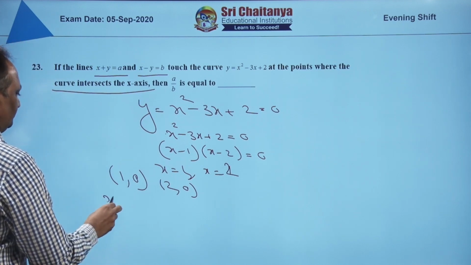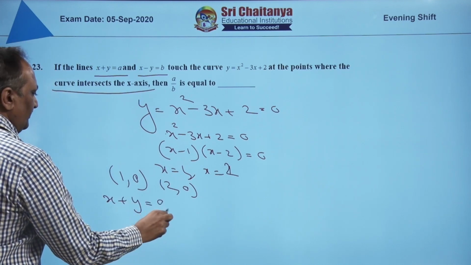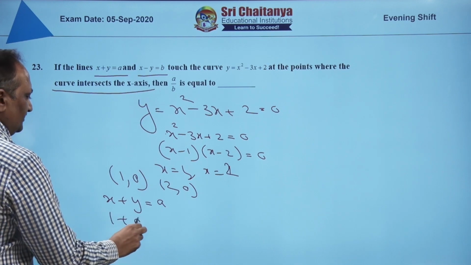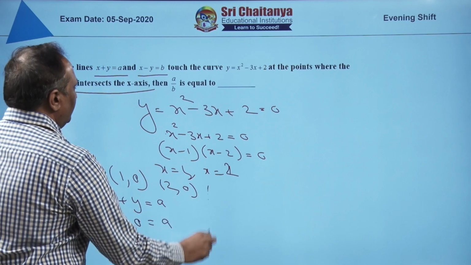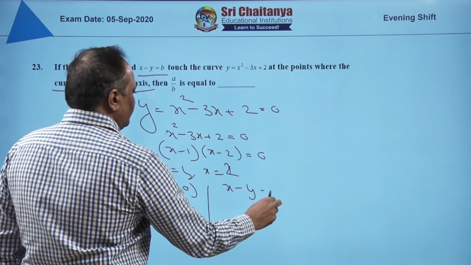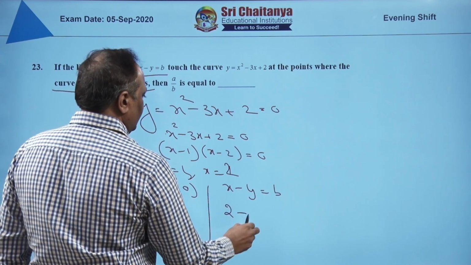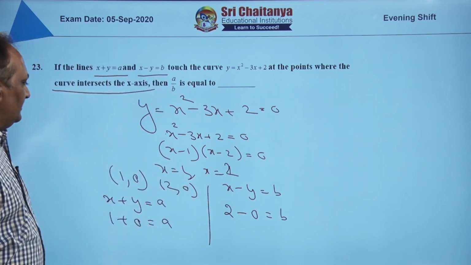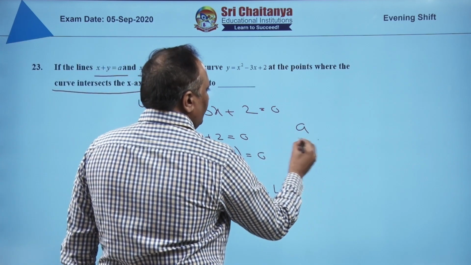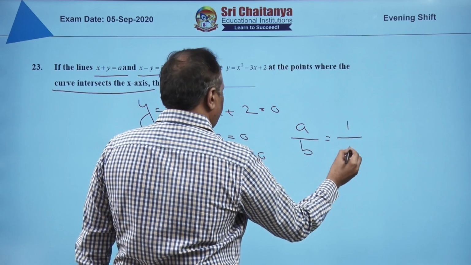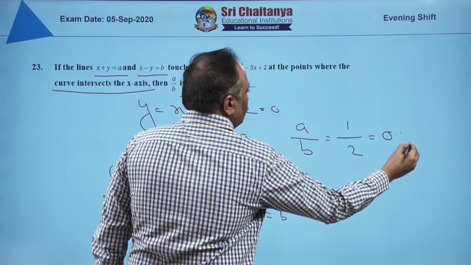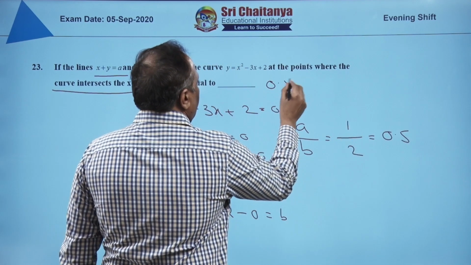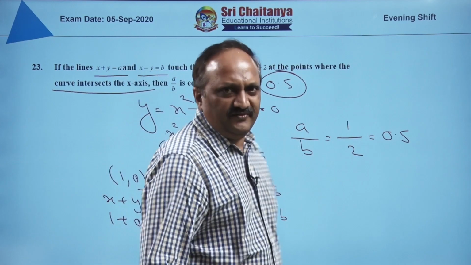Substituting here in x plus y equal to A, x is 1, y is 0, so A is 1. And here x minus y is B, 2 minus 0, that is B, and they are asking A by B. A is nothing but 1, B is nothing but 2, so A by B is nothing but 0.5. So, the answer is nothing but 0.5.